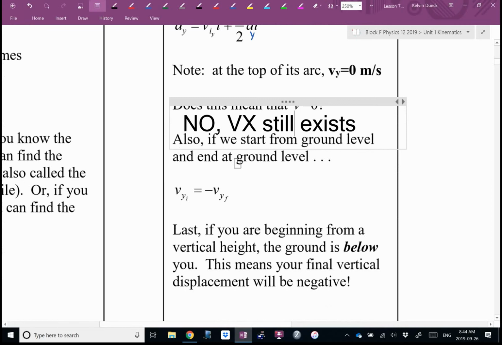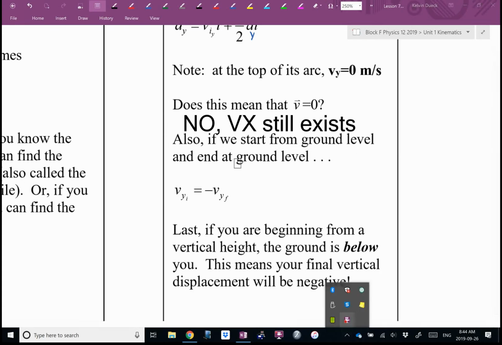Also, if we start from the ground and end on the ground, with a nice symmetrical path, or actually, I can generalize that more: whenever you're at the same height before and after the top, your Vy up will equal negative Vy down at those locations. That can sometimes be handy. So if we're starting on the ground and ending on the ground, Vy initial will be negative Vy final. But I can use that trick anytime I'm at the same height on the way up and on the way down.